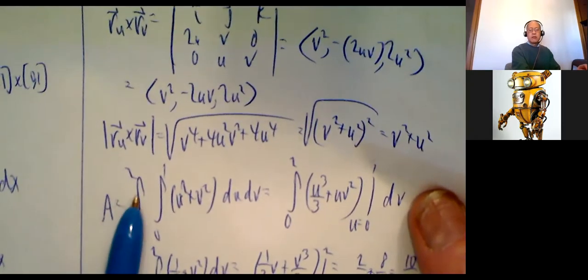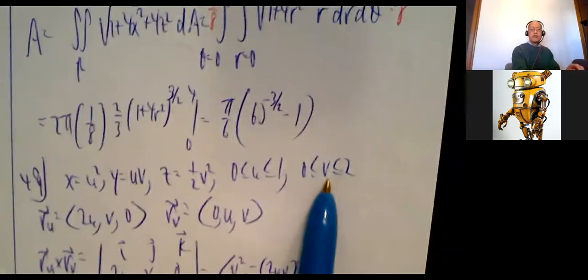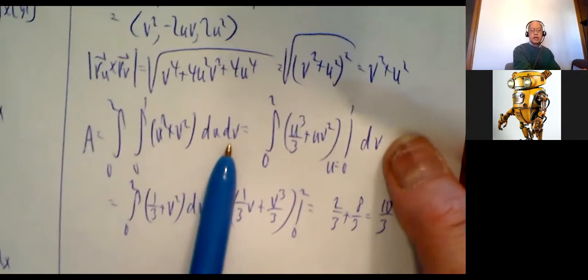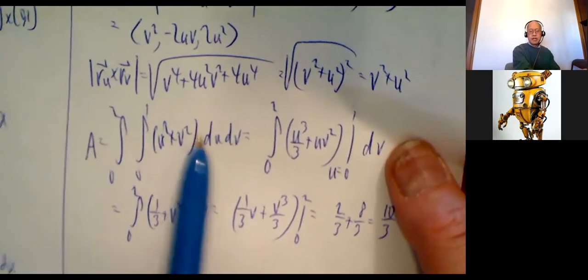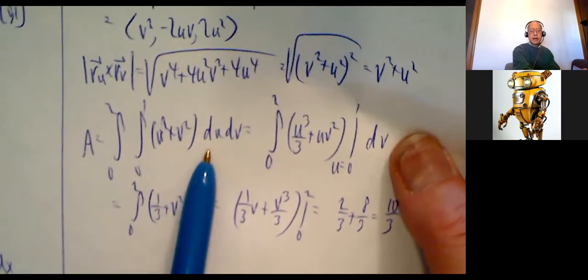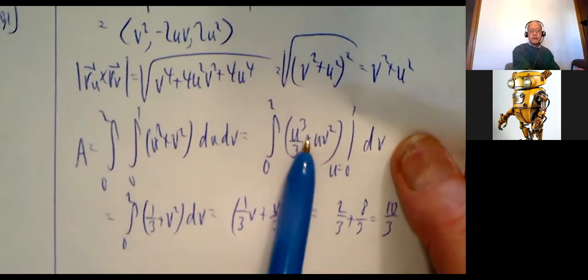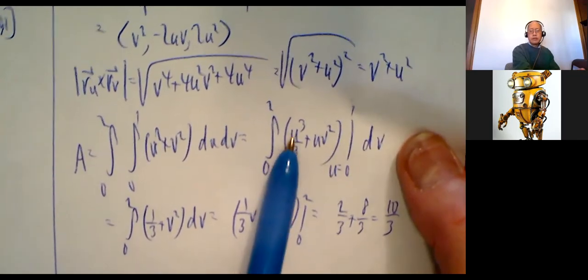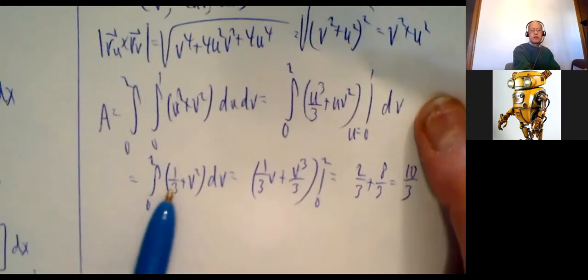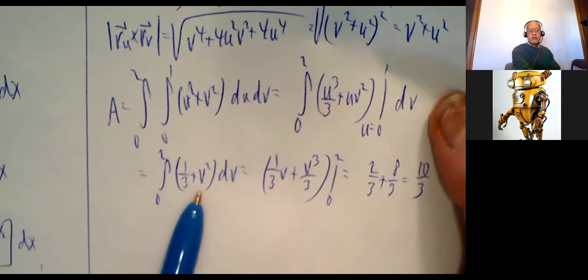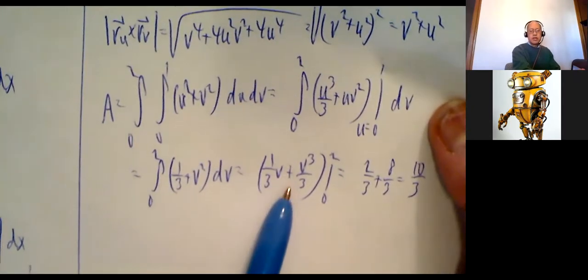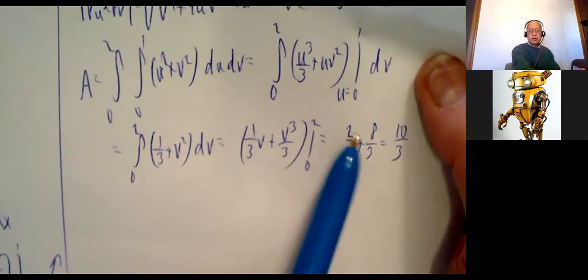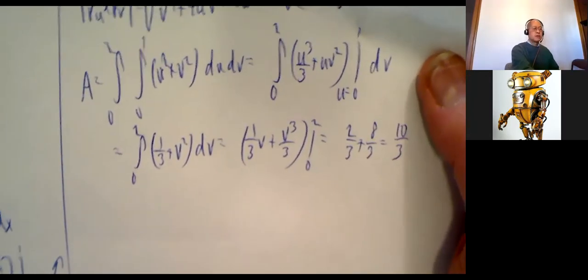All right, so double integral, v goes from 0 to 2, u goes from 0 to 1, of u squared plus v squared du dv. By Fubini's theorem, you can switch it to dv du also. Okay, integrate with respect to u: u cubed over 3 plus u v squared, u goes from 0 to 1. Plug in 0, you get 0, forget about it. Plug in 1, you have 1 third plus v squared dv, 1 third v plus v cubed over 3 from 0 to 2. Plug in 0, you get 0, forget about it. 2 thirds plus 8 thirds, 10 thirds.